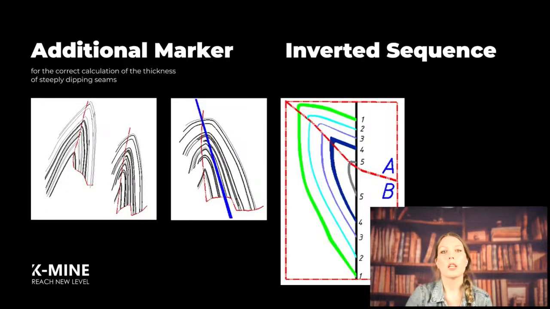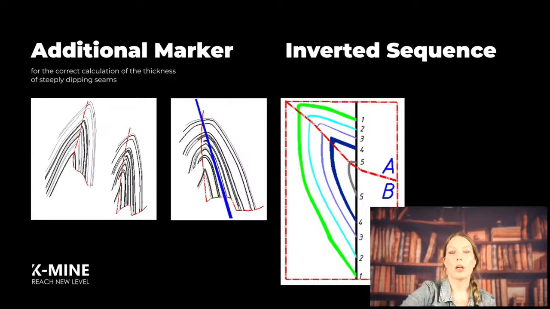A unique challenge for the interpolation algorithms of layer models arises when dealing with areas that have steeply dipping layers and overturned stratigraphy. To handle these cases, we've introduced additional features like additional marker and inverted sequence. You can add another wireframe surface in the additional marker column to correctly calculate the thickness of steeply dipping seams when building a seam block model. The wireframe surface should be parallel to the bedding surface, and the auxiliary surface helps account for the dip angle in the block, ensuring the seam thickness is interpolated perpendicular to the surface.